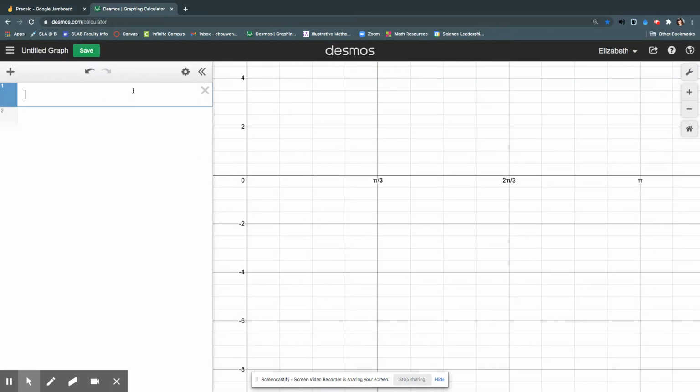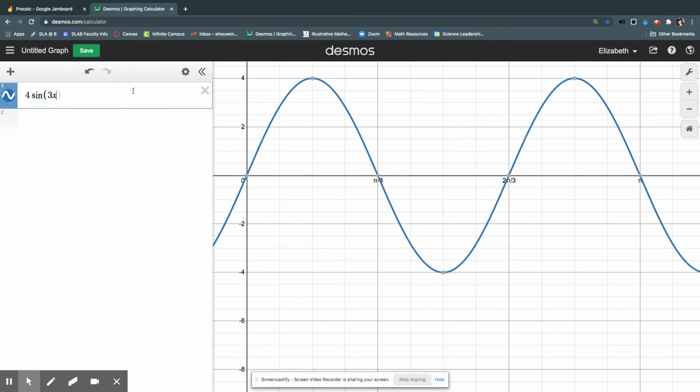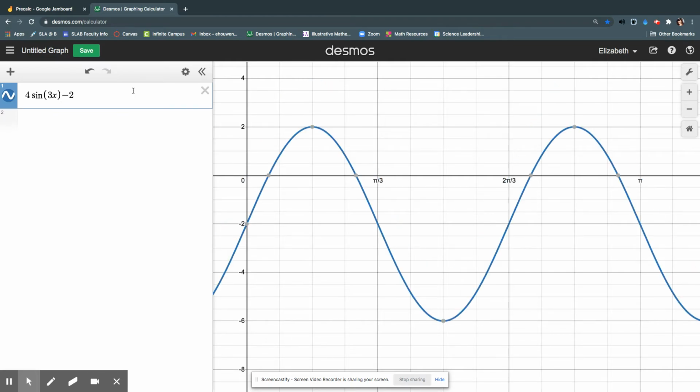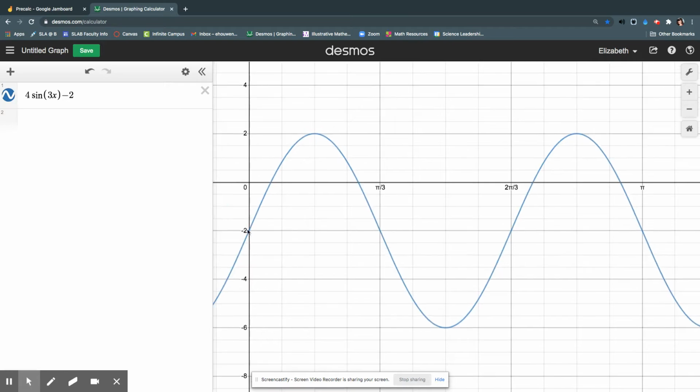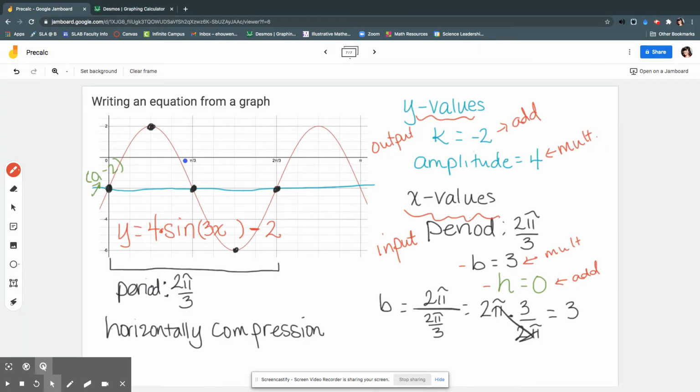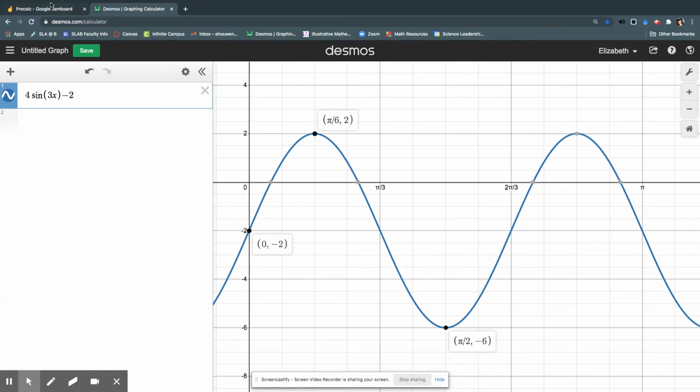So if we go to Desmos, 4 sine 3x minus 2. We can check here that it passes through the points that are on the other side: 0, 2; pi over 6, 2; pi over 2, -6. This point here, we have to kind of estimate: -2 pi over 3. And if we go back, we can see that those are the same exact points that we saw on the sketch here.